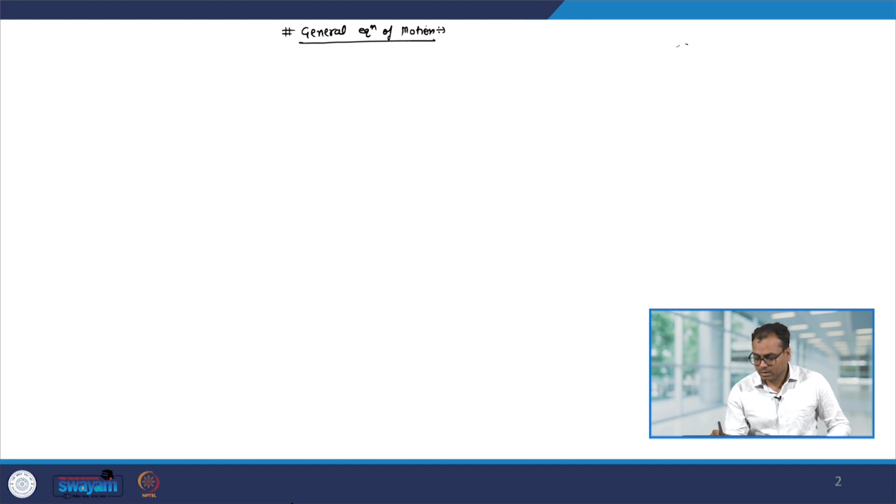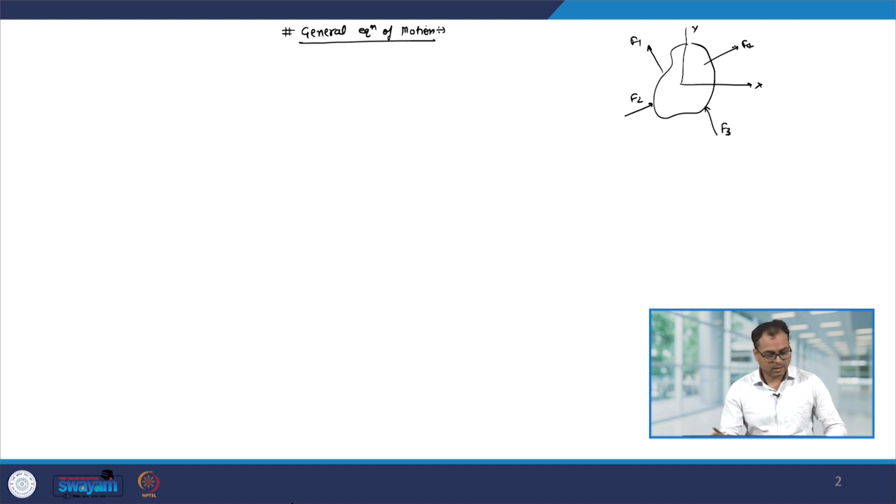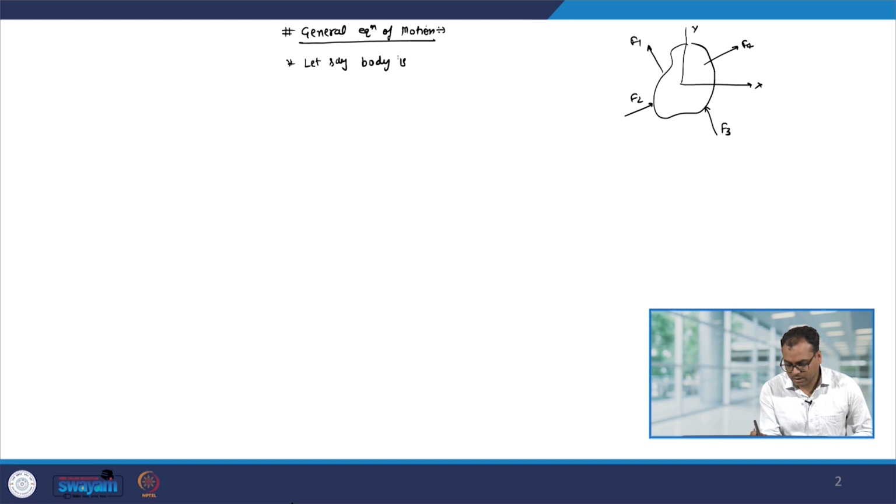Let us say the forces on the rigid body are acting in the xy plane, and let us say there are many forces. So, F1, F2, F3 and F4. So, as I said, let us say the body is moving in the xy plane because the forces are acting in the xy plane.